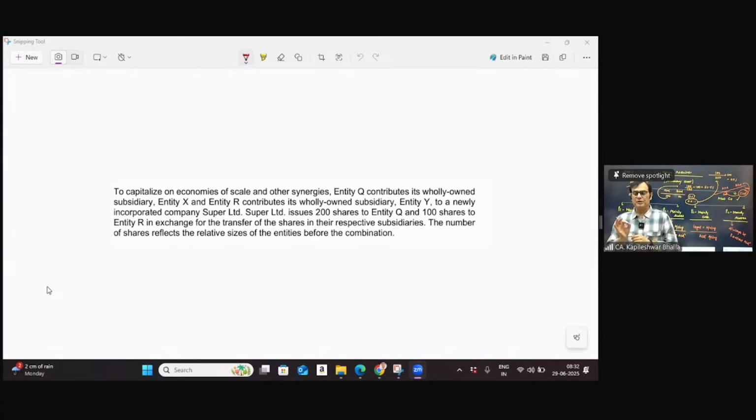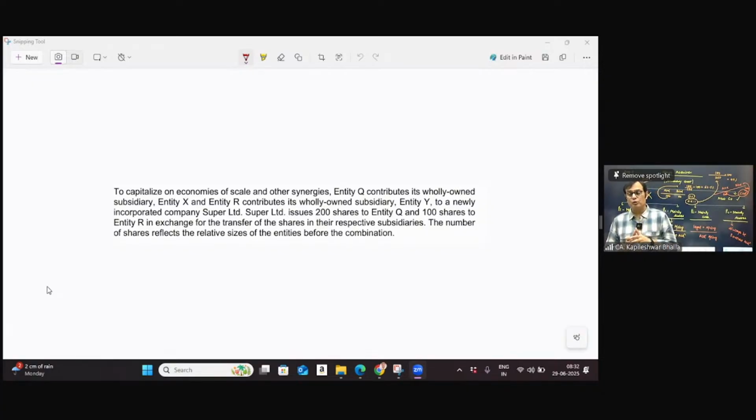Super issues 200 shares to Q and 100 shares to R in exchange for transfer of shares in the respective business. So is the consideration paid in shares or is the consideration paid in cash? Shares. Correct. So can I, without even reading further, conclude that it would be a reverse acquisition? Yes, undoubtedly, because in this particular case, a new company is created. We can see that Super is the new company created, and the consideration is in shares.